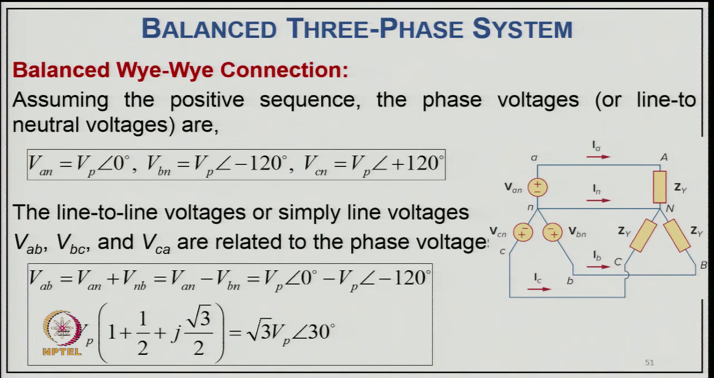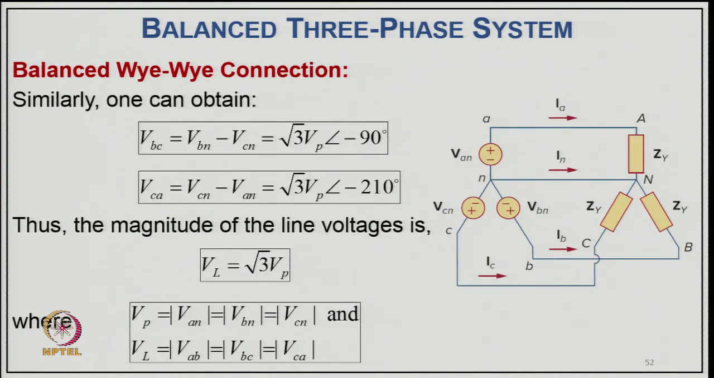So, V_p can be taken out, and you can just operate here. So, it comes 1 plus half plus j root 3 by 2, or it comes as root 3 V_p at the angle of 30 degree. So, you can say the line voltage is root 3 times the phase voltage, and the 30 degree phase shift is also there. I mean, the line voltage is leading by 30 degree from the phase voltage, the original phase voltage as a base you can consider.